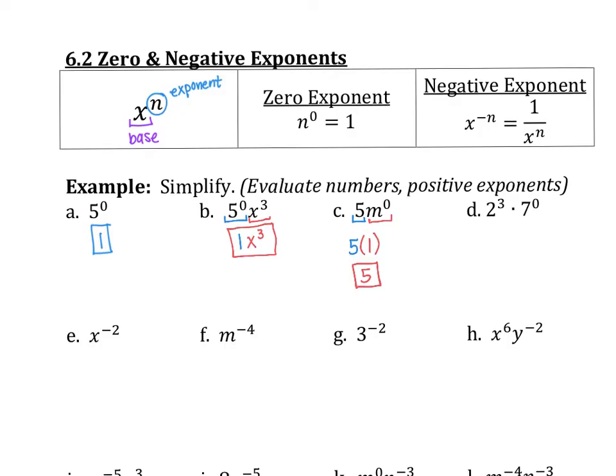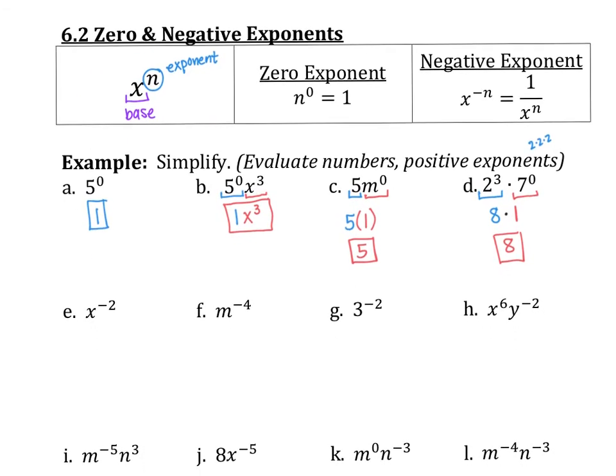Let's see. Now 2 to the third. Remember, if I do 2 to the third, I'm really doing 2 times 2 times 2. 2 times 2 is 4. 4 times 2 is 8. I'm going to bring down the multiplication dot. 7 to the 0. Anything to the 0 power, 1. So I have 8 times 1, which equals 8. And I showed all the steps I need to show, and I evaluated all the numbers I need to evaluate.